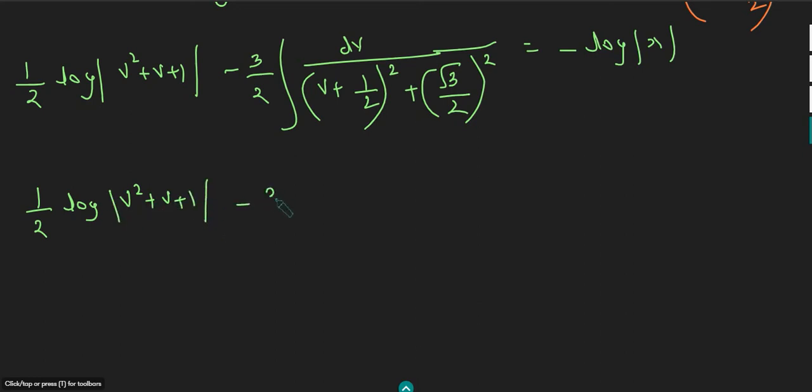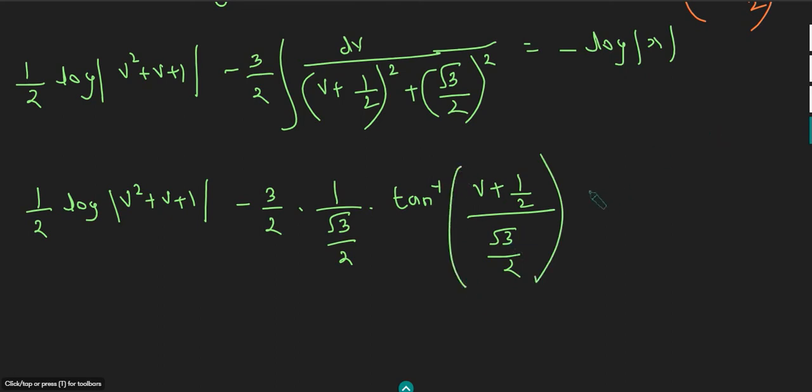Can you tell me the formula for this one? This is 1 over x squared plus a squared, integral is 1 by a tan inverse x by a. So instead of a we have root 3 by 2, so you have to put 1 by a, tan inverse x by a. Instead of x we have v plus 1 by 2, so x by a is v plus 1 by 2 divided by root 3 by 2.